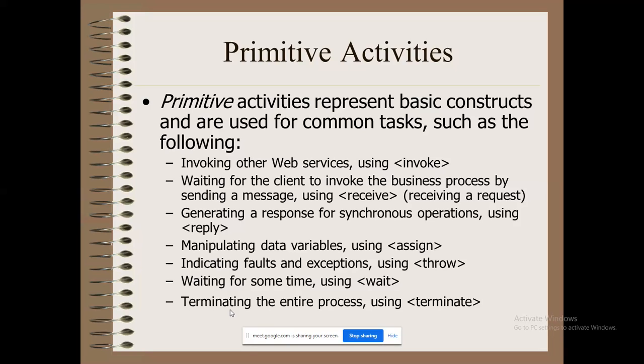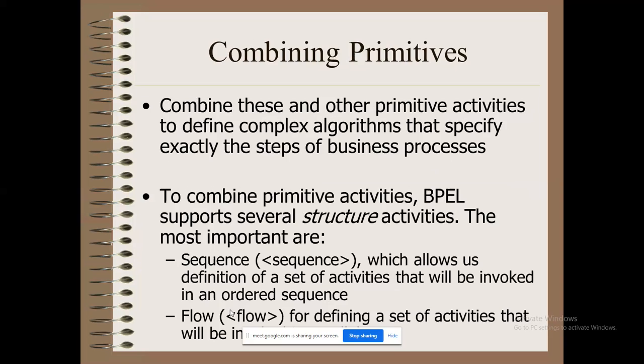Throw works purely with my exception handling. Wait and terminate will work with my multi-threading. Reply and receive will work with my SOAP service request and response. Invoke will work with my URL, RESTful web service. Assign will work with my normal way of recalling the value. So these are all the primitive activities which are involved here. If you want to design a business process, these must be specified. That's the major case.